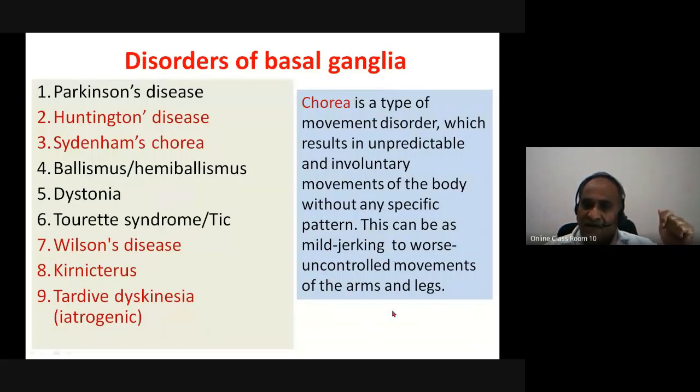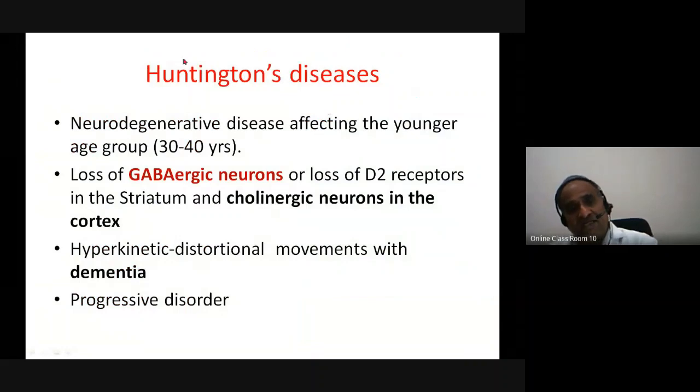The range of the movement or the symptom may be from a mild jerking to worse uncontrolled movements. Uncontrolled movements means the person is tired of moving the limbs, the arms and the legs. So that is what chorea is. These five particular diseases are concerned with chorea. Now, let us get back to the discussion of Huntington's disease.